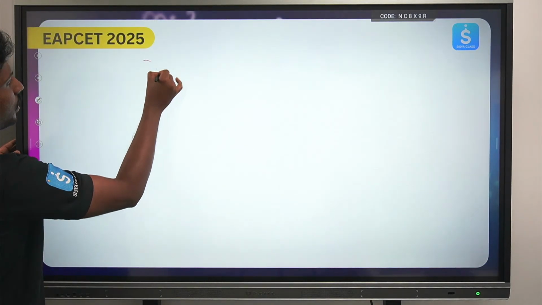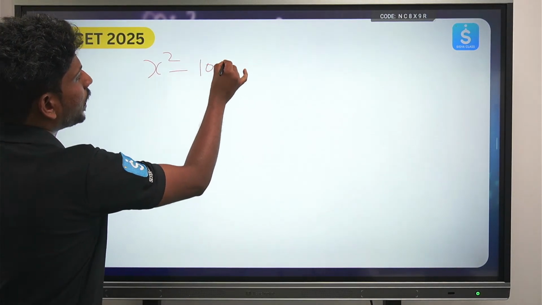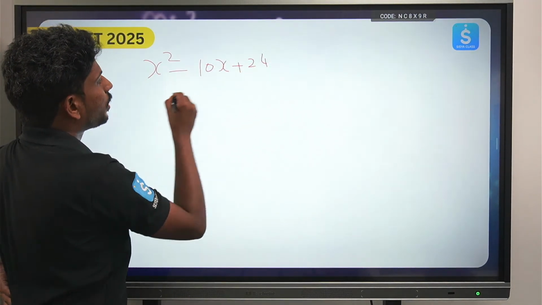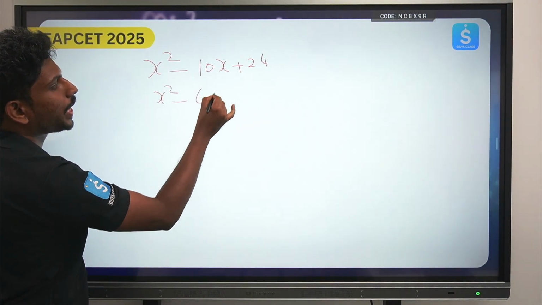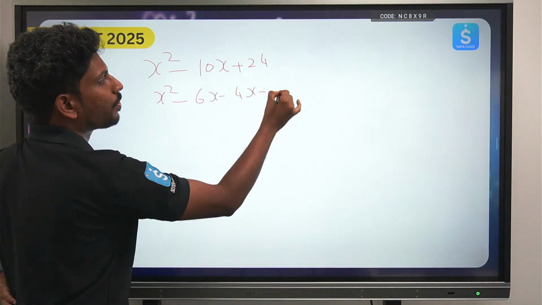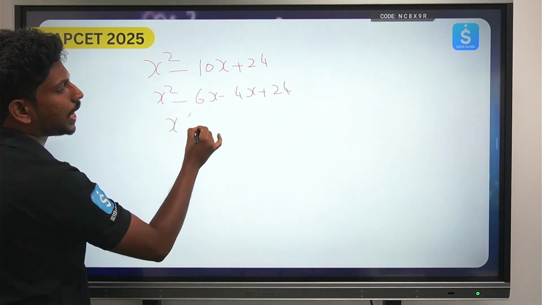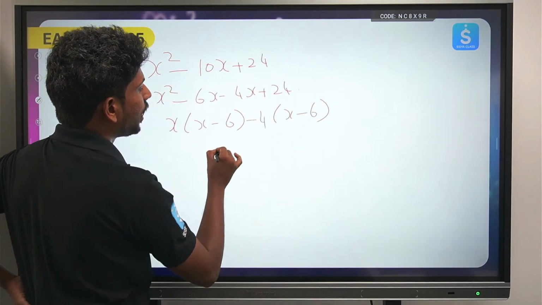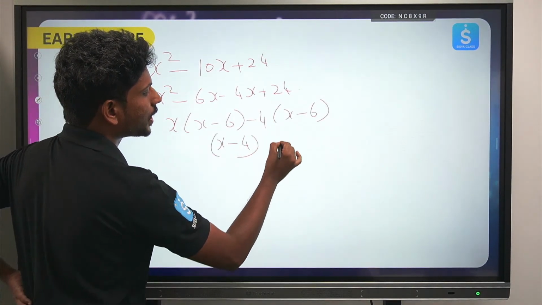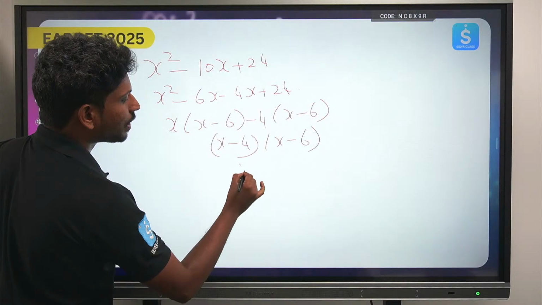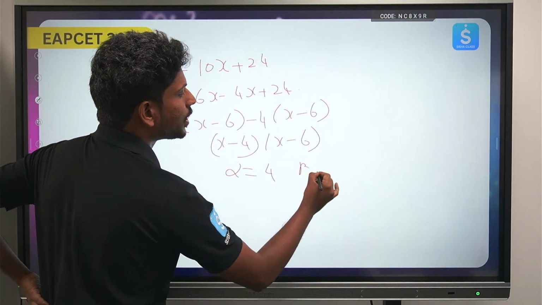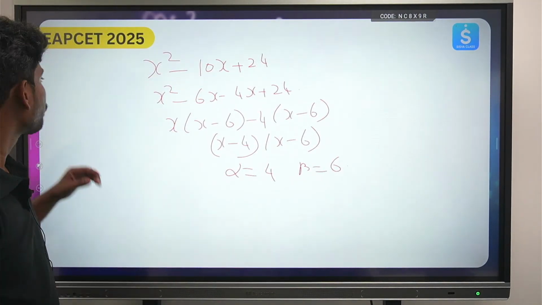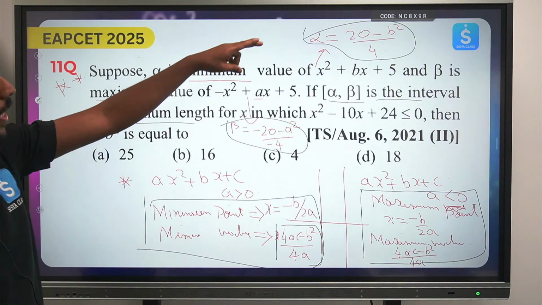x square minus 10x plus 24. This is nothing but x square minus 6x minus 4x plus 24. So from here you can write it as x into x minus 6, minus 4 into x minus 6. So we have alpha equal to 4 and beta equal to 6. So we have the alpha and beta values.